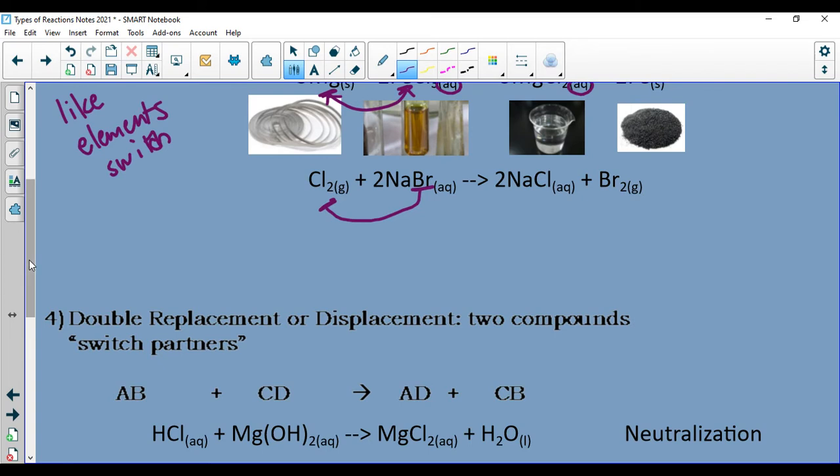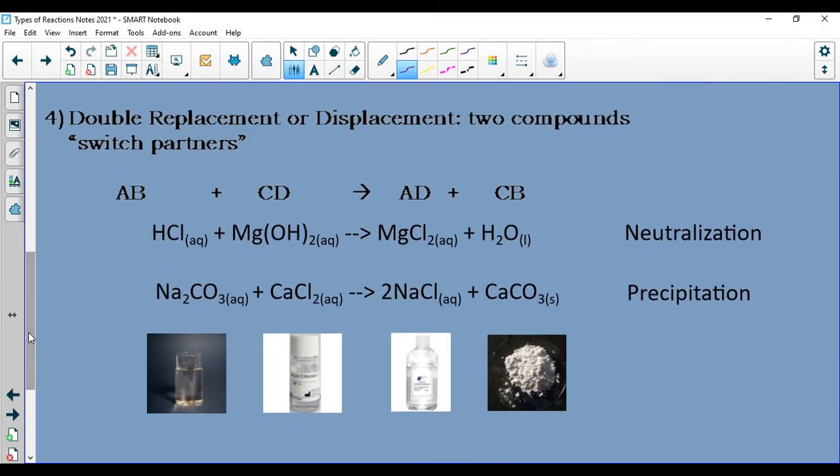Another type of replacement reaction is called double replacement. So much like single replacement, there's a switch, but this time we have two things switching, and that's where the double is coming from. So here we have two compounds trading partners to produce two more compounds, and there's two classifications of these types of reactions. In one case, we have what's called a neutralization. This is typical for acid-base reactions.